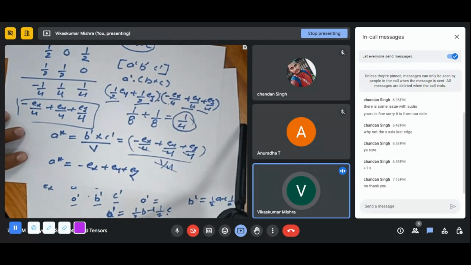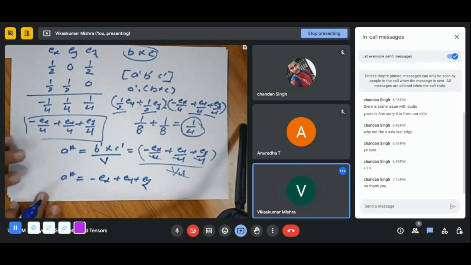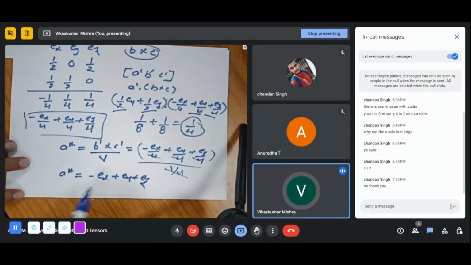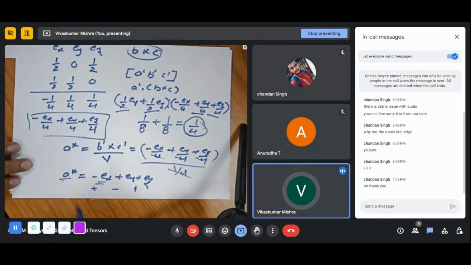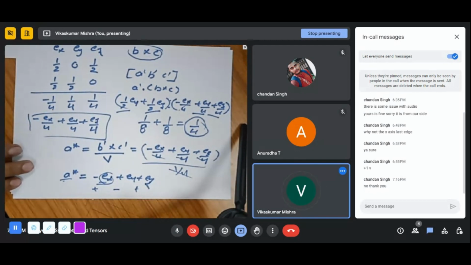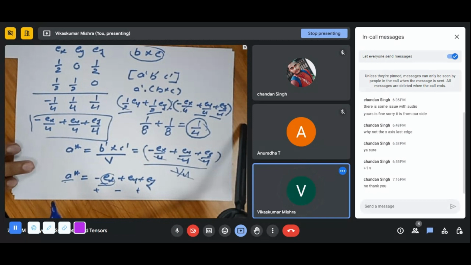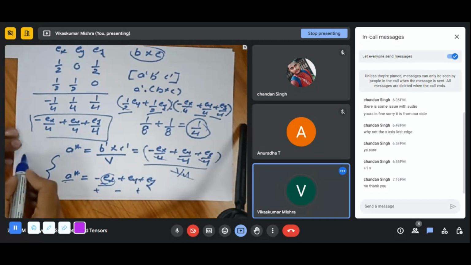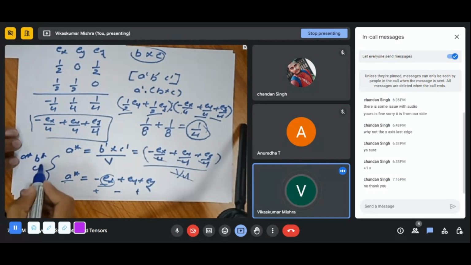Note that I am only doing this for the cubic unit cell. In the case of a non-cubic unit cell, you will get something else. So for A star, the EX term is negative, remaining are positive. In a similar manner, B star we can write: this will be positive, this will be negative, and this will be positive. And in the same manner we will get C star also. So we got the pattern that in A star the EX term is negative and the remaining are positive. This is how we found the A star, B star, and C star values.